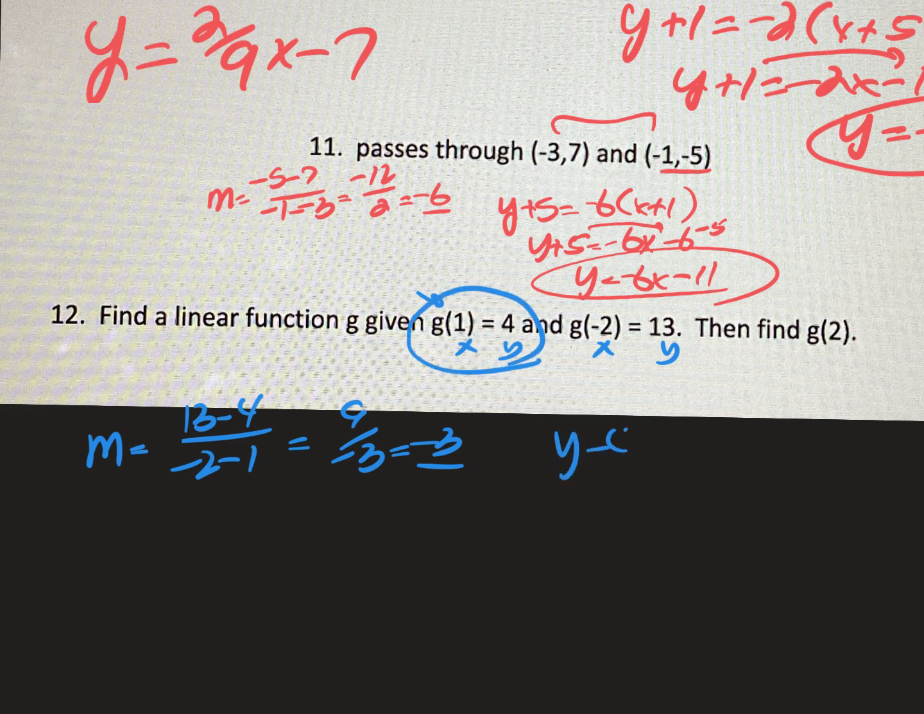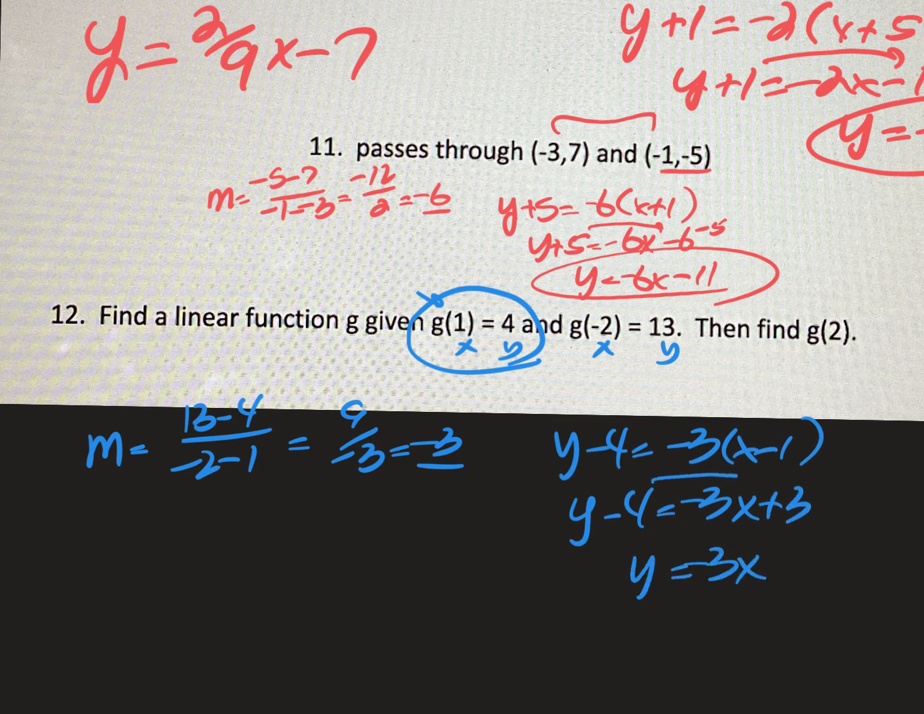So I'm saying y minus 4 is negative 3 times x minus 1. Same old steps. Distribute the negative 3 and move the 4 over. If I move that 4 over there, it becomes plus 4. It's going to be plus 7. So there's my equation. But it also says this.